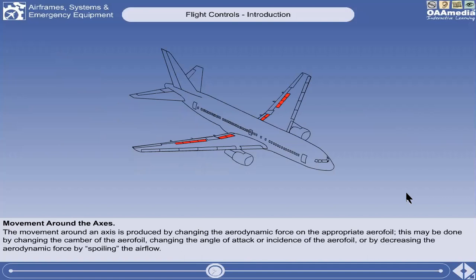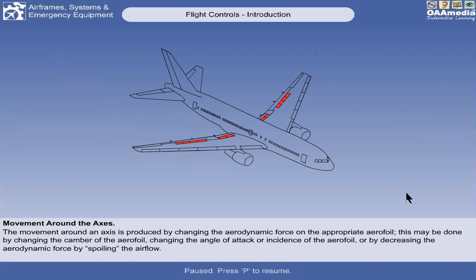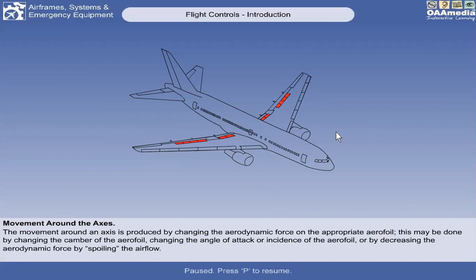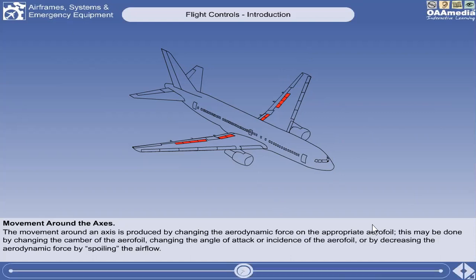Or decreasing the aerodynamic force by spoiling the airflow. So this is the last thing we can do to produce a movement around an axis: to decrease the aerodynamic force by means of spoiling the airflow, or by means of the spoilers, as you can see here. The spoilers are commonly fitted on the upper portion of our wing. We will discuss these in more detail in the next topics.